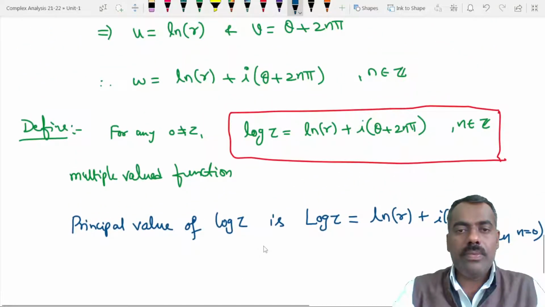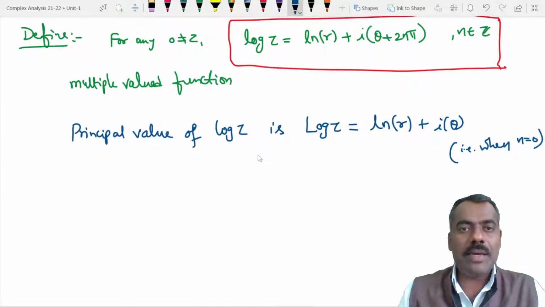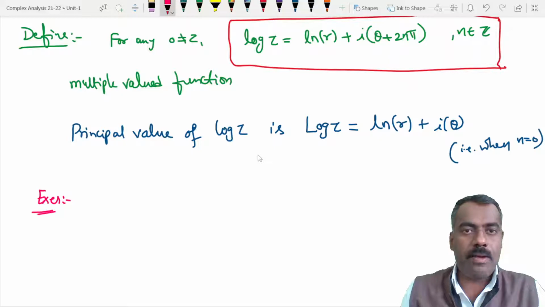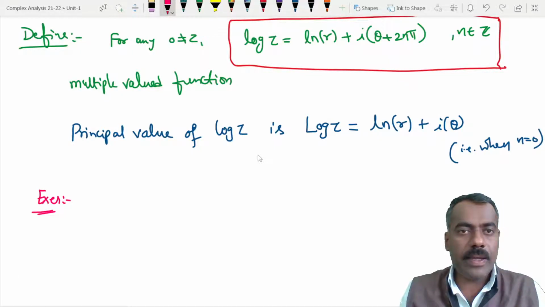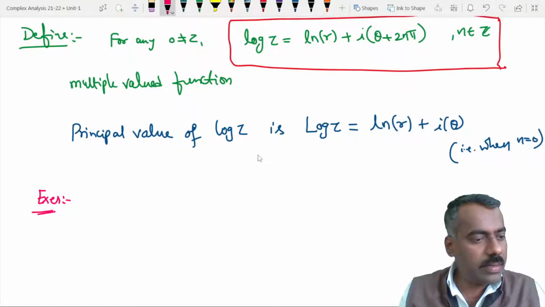Now, if you want to take some examples for both Arg z or log z, you find some examples. If you have any difficulty, you can ask me next. So let me write that.